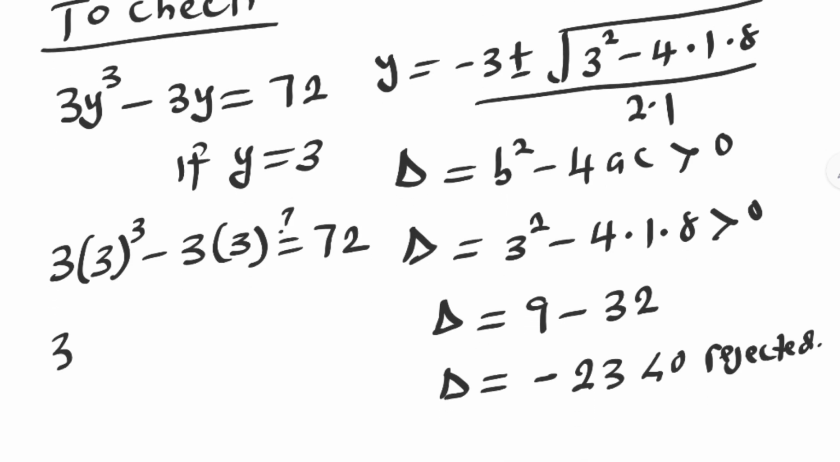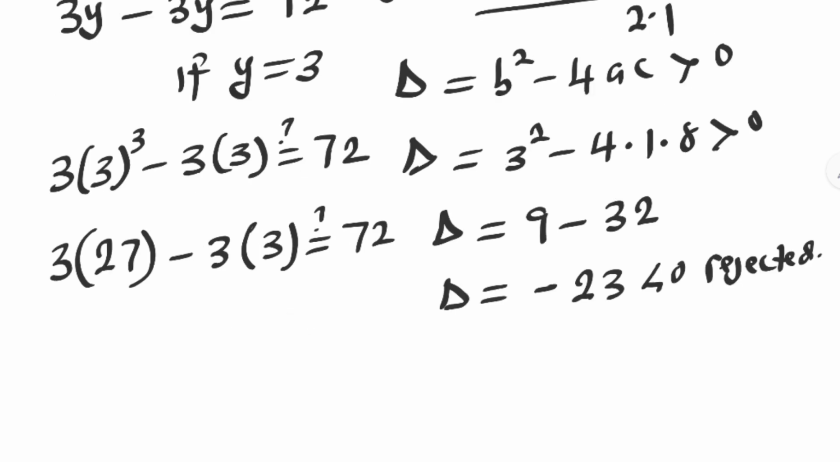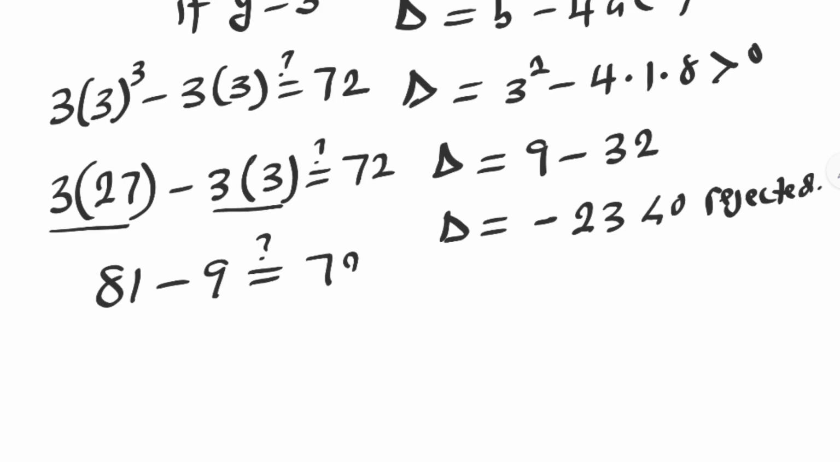Now, this is 3 bracket 3 raised to power 3. This is 27 minus 3 bracket 3 must be equal to 72. Then from here, 3 multiplied by 27, this is 81 minus 3 multiplied by 3, that is 9, must be equal to 72. Then 81 minus 9, this is 72, is equal to 72, which is true.